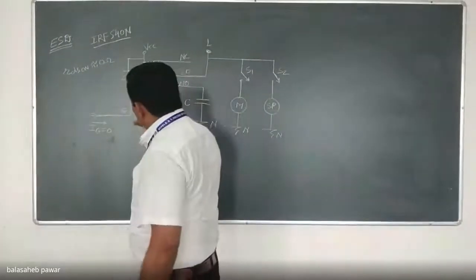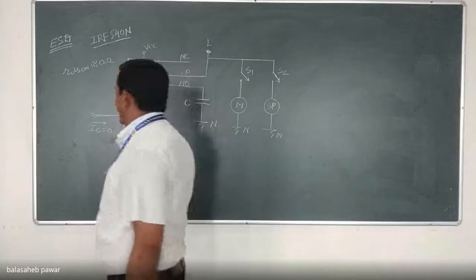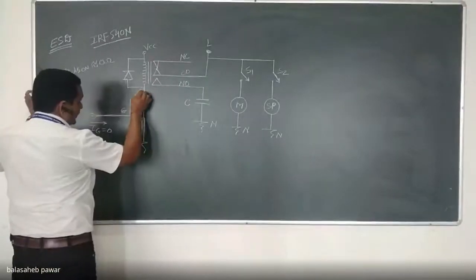So whenever the MOSFET is forced into its ohmic region, how much will be the voltage drop across this MOSFET?